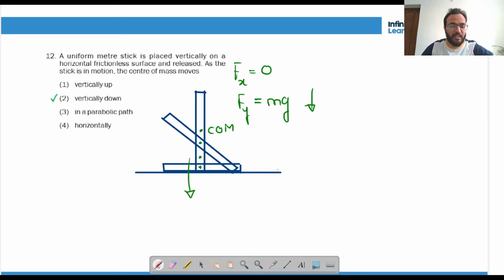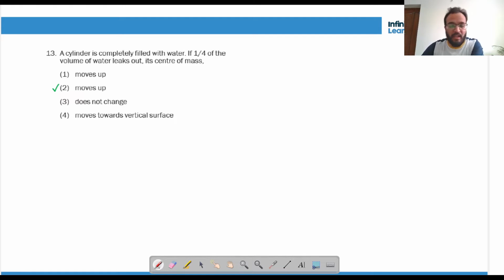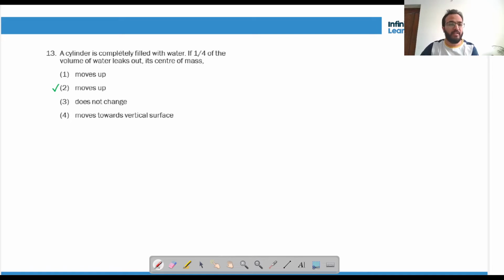So for Fy, there are two forces actually, normal and mg, right? So we can say mg minus normal is equal to may, but Fx is 0, so ax is also 0. Do you understand? So there is no horizontal acceleration, only vertical acceleration. That is why the center of mass will move vertically down. In the previous question, if friction was acting, then center of mass would have moved horizontally as well. Now a cylinder is completely filled with water. Okay, if you remove the water, obviously the center of mass will come down.